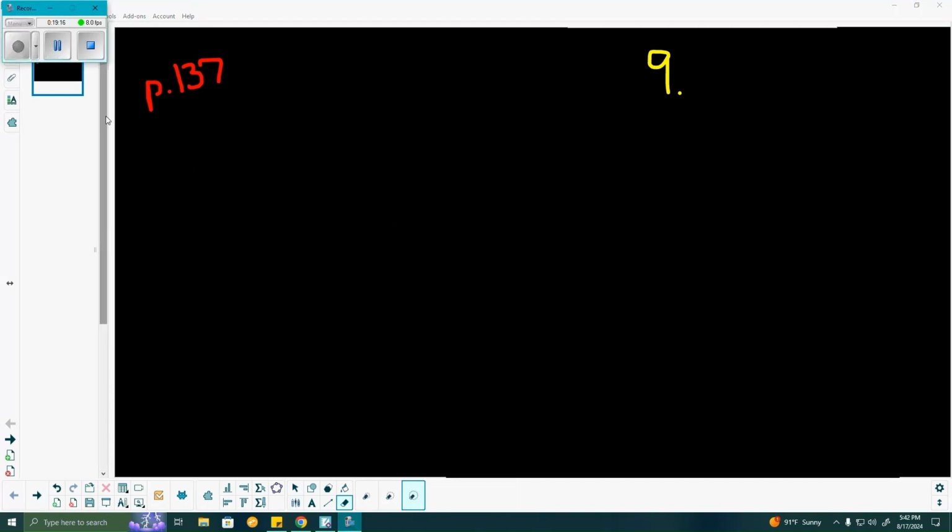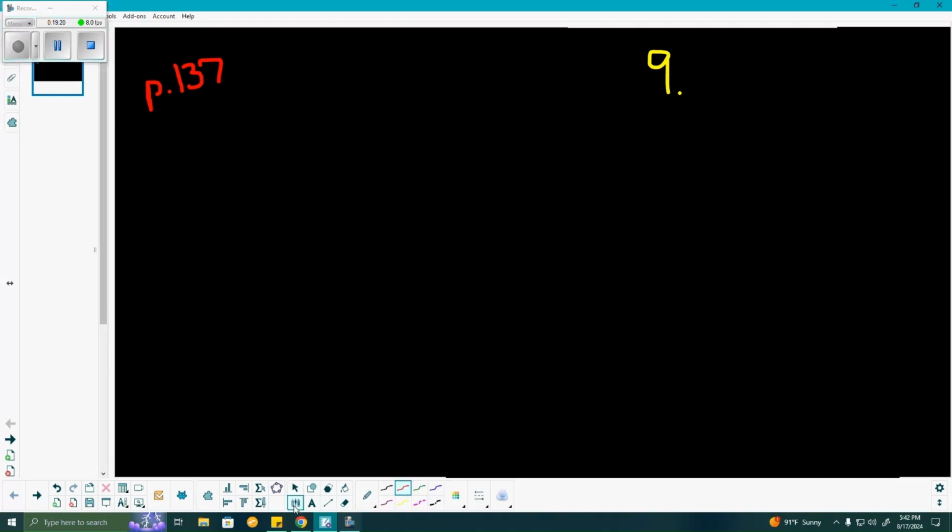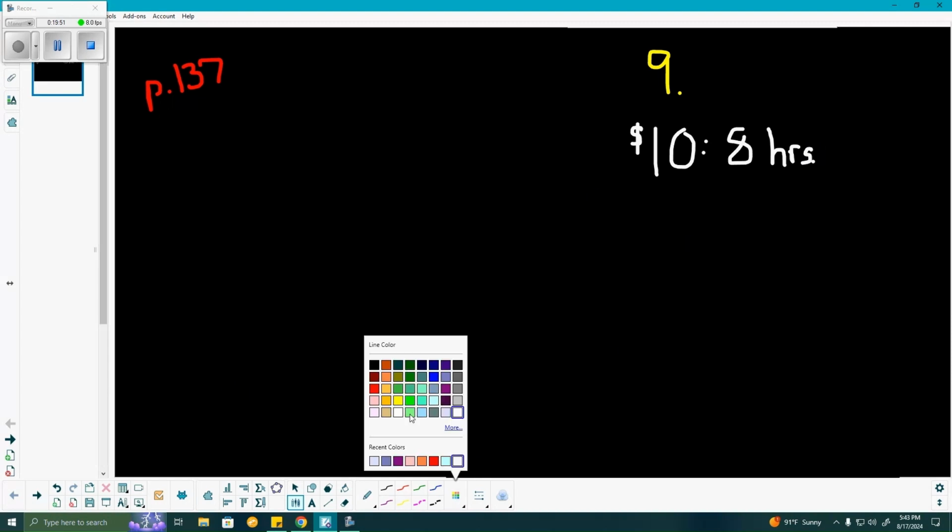Now let's look at number 9. Number 9 says a shop rents kites for $10 for 8 hours. So I'm going to go ahead and do my ratio. $10 for 8 hours. Must be a really fun activity to do it for 8 hours. If the shop charges the same amount for each hour, how much would it cost to rent a kite for 6 hours? It would be a little difficult to go backwards from 8 to 6.